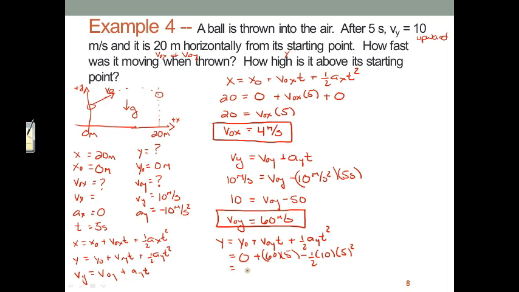Okay, 60 times 5 is 300. 5 squared is 25. Times 10 is 250. Divided by 2 is 125. So that means that y equals 300 minus 125, which is 175 meters.